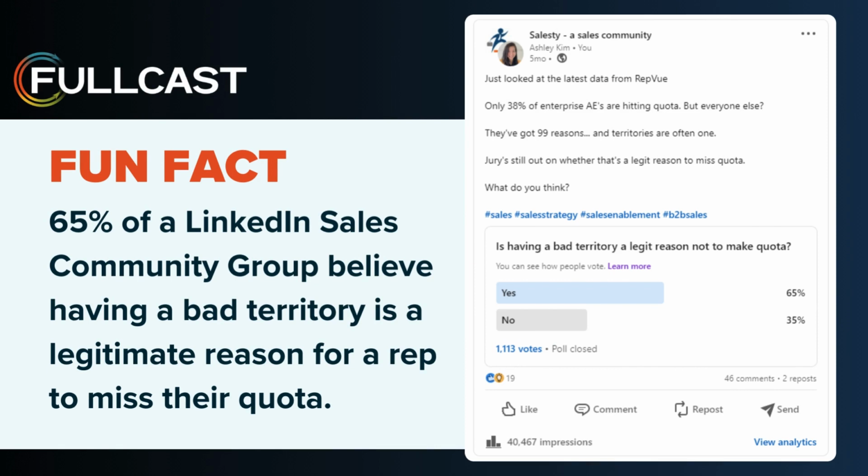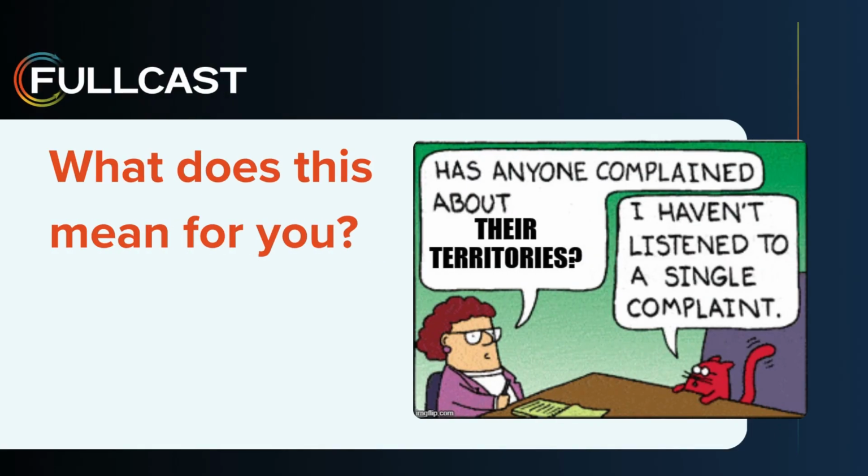But before we dive in, fun fact: we polled a sales community group on LinkedIn. Of over 1,000 members who responded, 65% believe that having a bad territory is a legitimate reason for a rep to miss their quota. What does this mean for you as a RevOps or strategy leader?